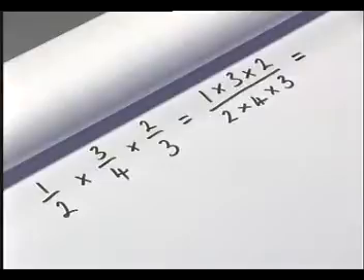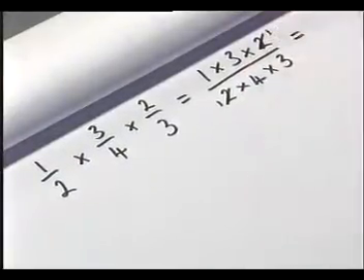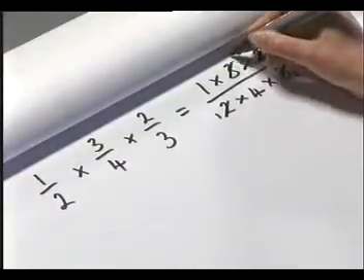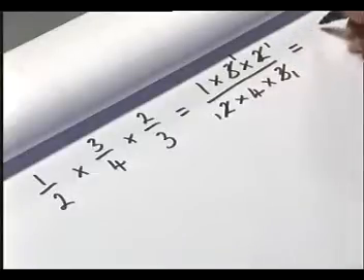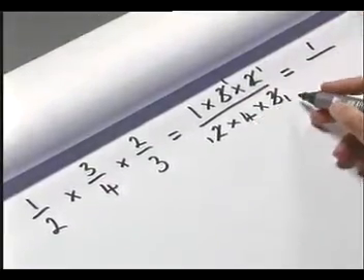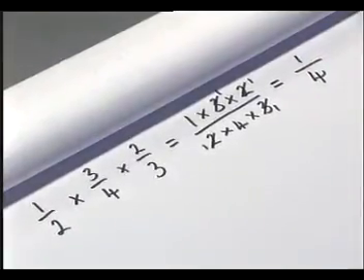Now, before we go any further, let's have a look if there's anything we can cancel. Well, yes, we've got 2 goes into 2 once, 2 goes into 2 once. We can divide by 3. So we end up with 1 times 1 times 1 at the top. That's 1. And 1 times 4 times 1, just giving us an answer of a quarter.